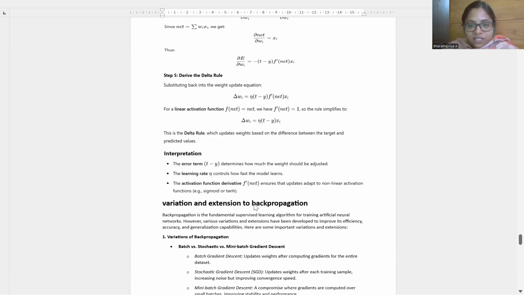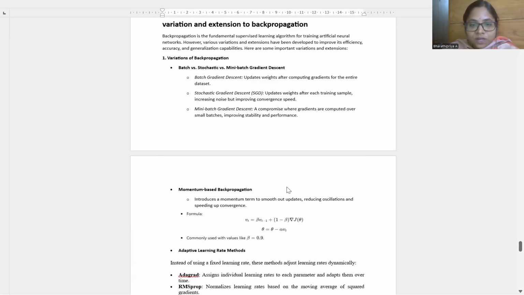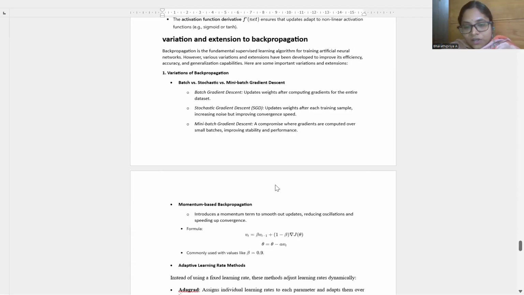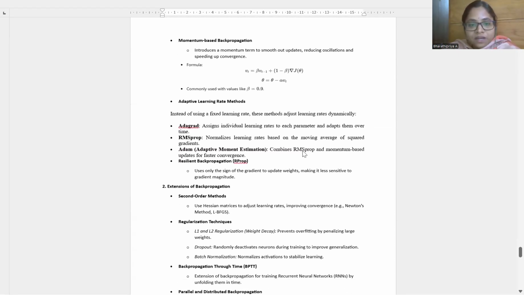These are the various variations and extensions to backpropagation. Stochastic versus mini batch gradient descent: batch gradient descent updates the weights after computing the gradient for the entire data set. SGD represents stochastic gradient descent, which updates the weights after each training sample, increasing noise but improving the convergence speed. Mini batch gradient descent is a compromise where gradients are computed over small batches, improving stability and performance. The next one is momentum based backpropagation. It introduces a momentum term to smooth out the updates, which reduces oscillations and speeds up convergence.